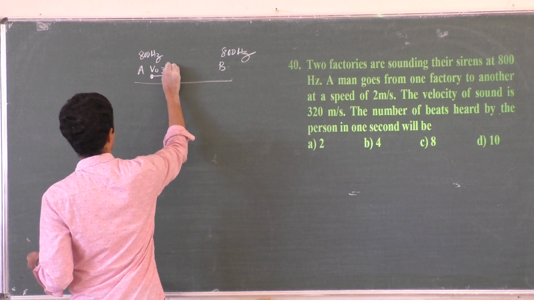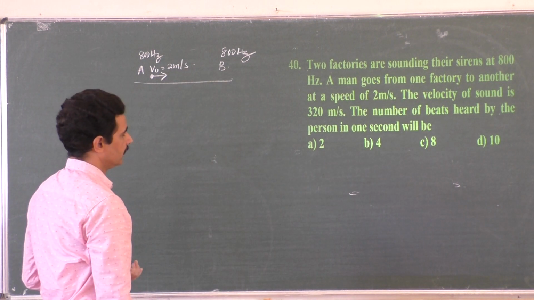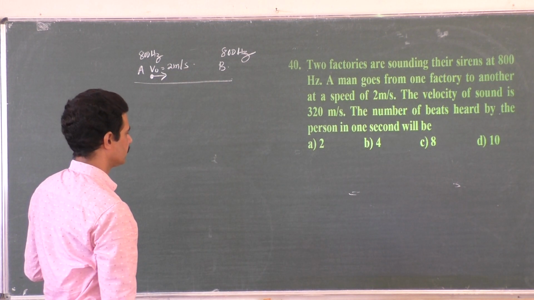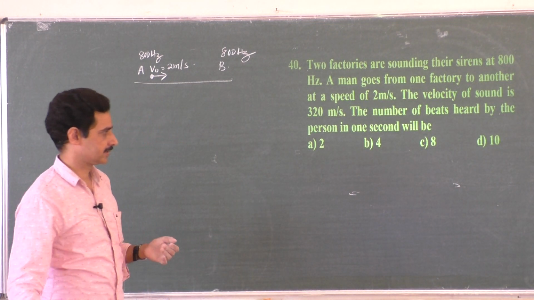Observer I will take, from factory A to factory B, at a speed of 2 meters per second. The velocity of sound is 320 meters per second. Okay, that we will take later. Then the number of beats heard by the person in 1 second will be?